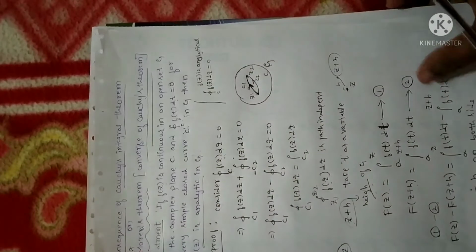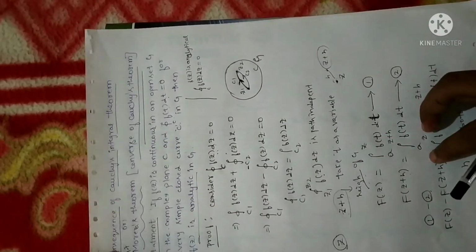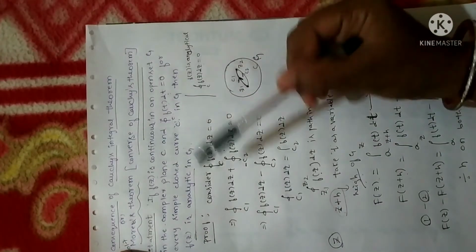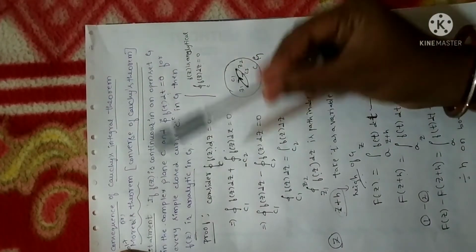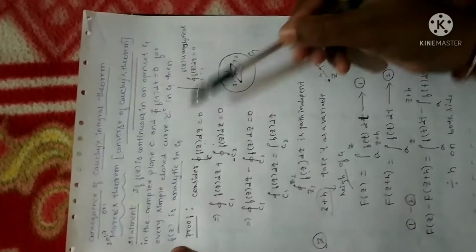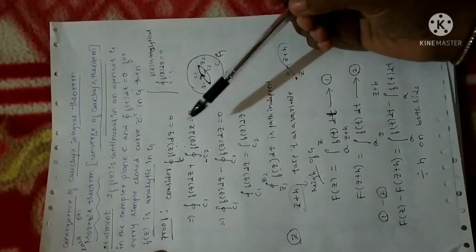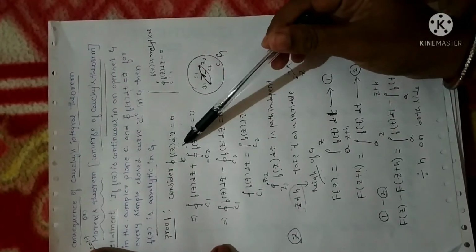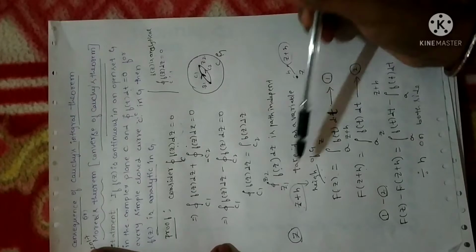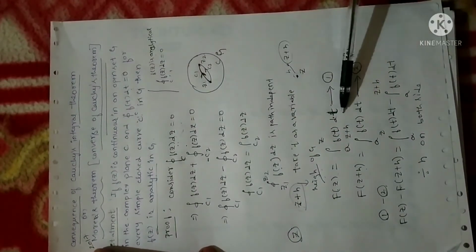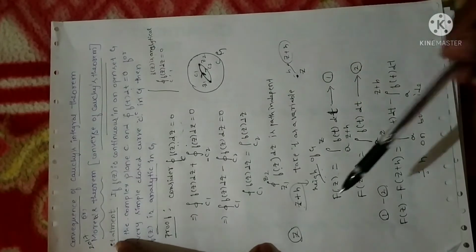As per the consequence of Cauchy's integral, that is the converse of Cauchy's theorem, we have to prove the reverse. If this is true, we have to prove f of z is analytical, whereas Cauchy's theorem is the reverse: if f of z is analytical, we can prove this statement. So that is why we say converse of Cauchy's theorem. What I have assumed is the integral of f of z dz, and I have shown that it is independent of path.